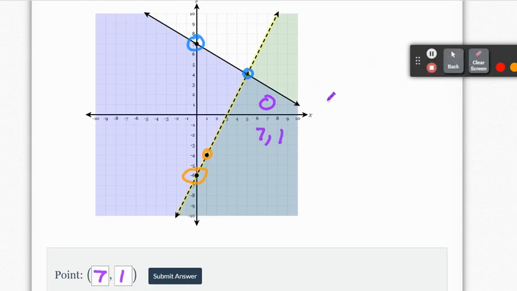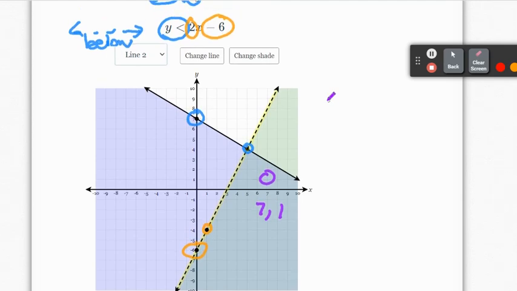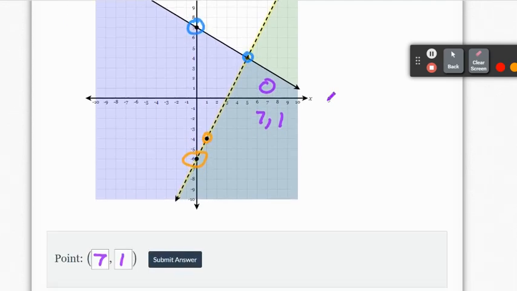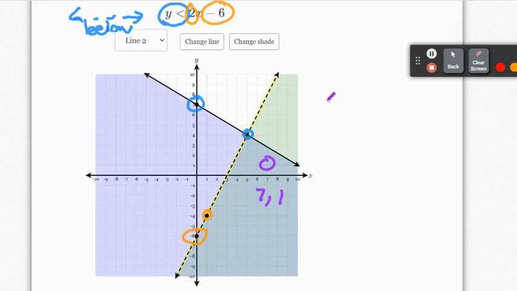So this is how you find the solution set and a point in the solution set for a system of inequalities.